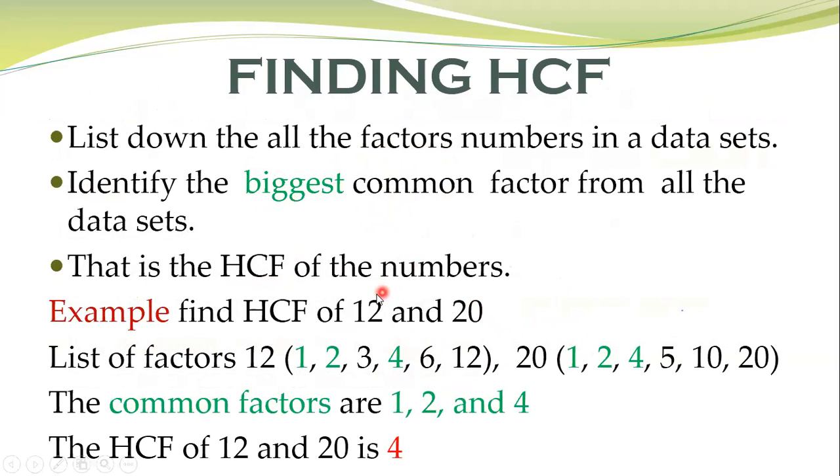An example: the highest common factor of 12 and 20. We list the factors of 12, which are 1, 2, 3, 4, 6, and 12, and those of 20, which are 1, 2, 4, 5, 10, and 20. The common factors are 1, 2, and 4 in the two sets, but the highest is 4. So the highest common factor of 12 and 20 is 4, as we can see from the two sets.